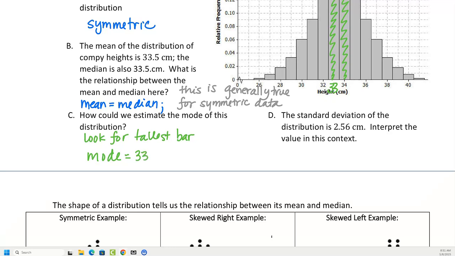So we write both numbers. You don't average them, you literally just write them. It tells us that the standard deviation of the distribution is 2.56, so it says interpret this in context.